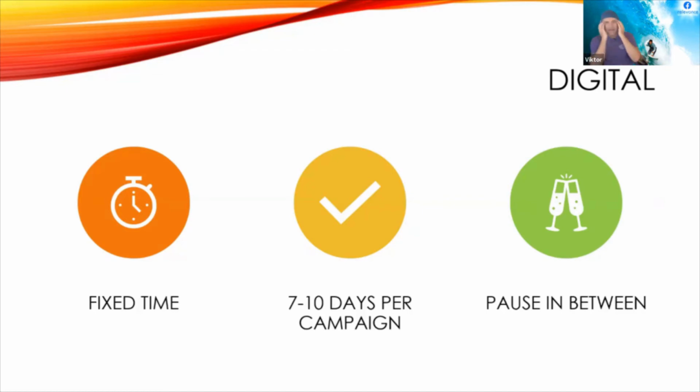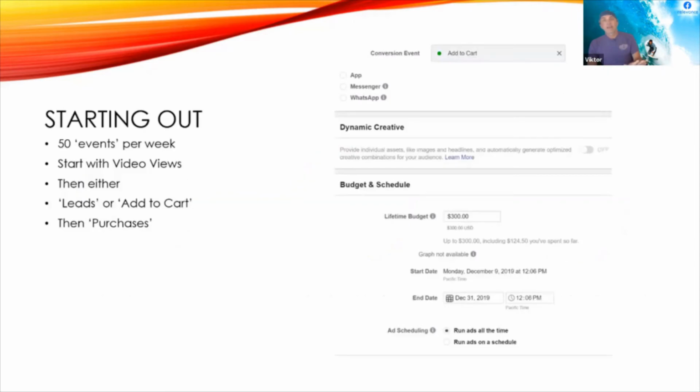I'm a partner with Digital Marketer, who puts on Traffic and Conversion. You always want to make sure that the people consume what they bought and that they understand how to use what they purchased. So pause in between. Don't overwhelm people. When you're starting out, you need to generate 50 events per week. This is straight from Facebook's mouth, okay? If you're generating leads, you need 50 leads per week. If you're generating add to carts, 50 add to carts per week. Don't ask people to purchase until you have at least 50 events per week.